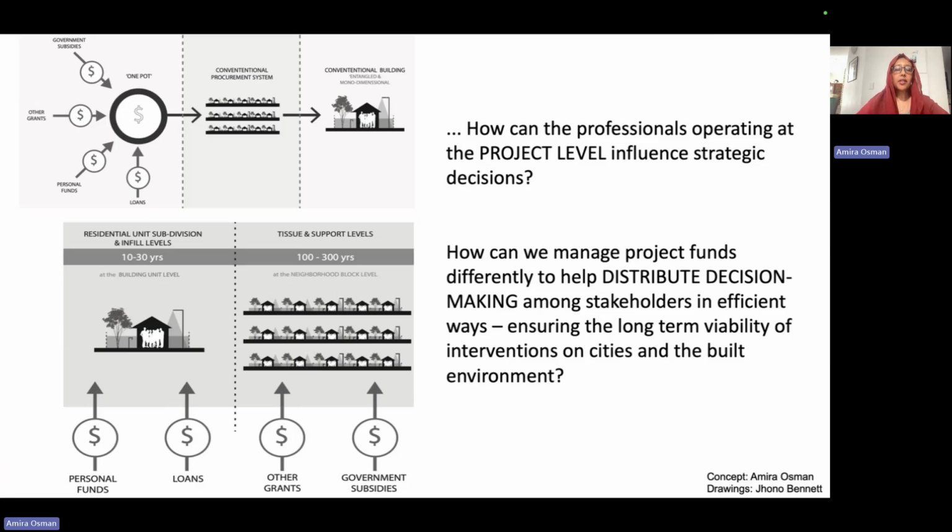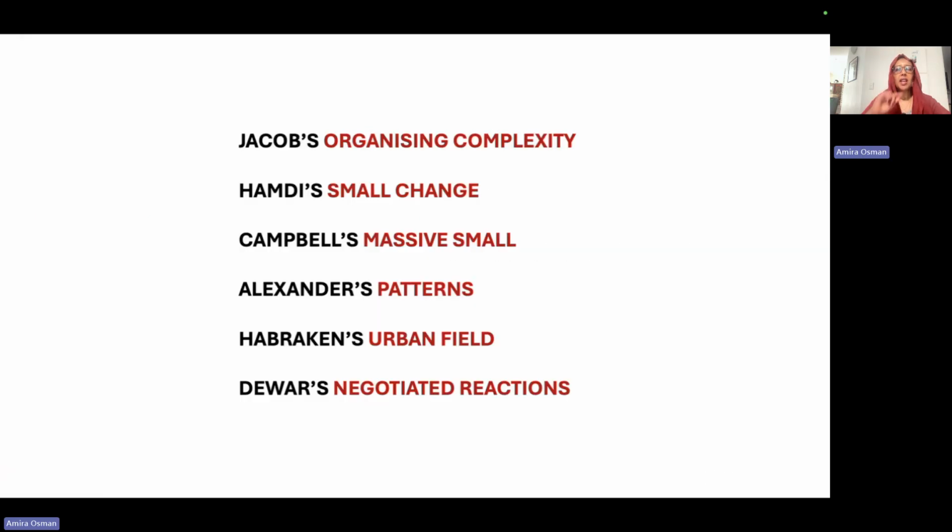We have also argued that funding needs to be differentiated in terms of personal funds, loans, other kinds of grants and government subsidies, in terms of what these funds are used for in the built environment. We argue that everything mustn't go into one pot and just provide a very standard kind of environment, but it needs to be used in a way to assist in distributed decision-making in the built environment.